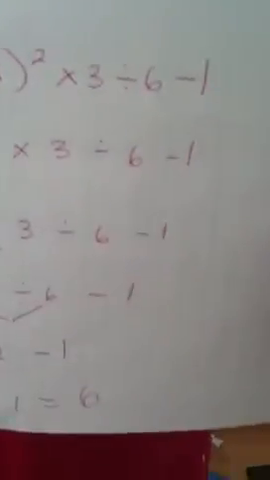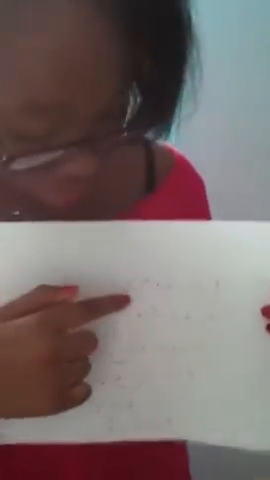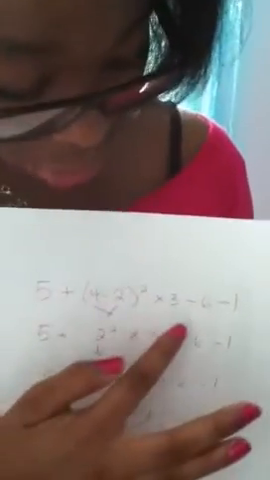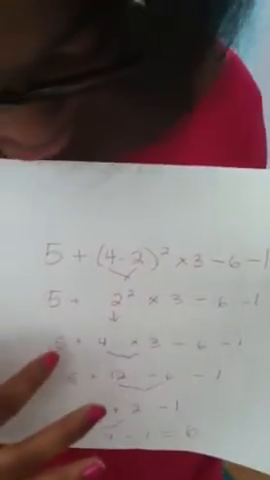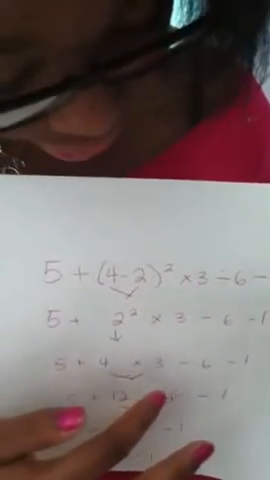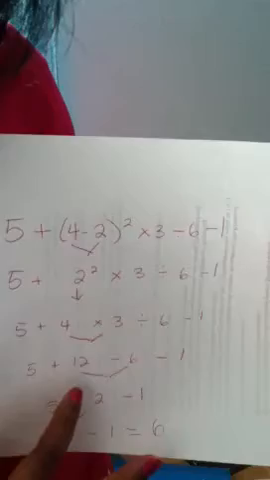Let's go over this just one more time. You have 5 plus 4 minus 2 in parentheses squared times 3 divided by 6 minus 1. You bring down the 2 squared. You have 5 plus 2 squared times 3 divided by 6 minus 1. 2 squared is 4, so you have 5 plus 4 times 3 divided by 6 minus 1. 4 times 3 is 12. So you have 5 plus 12 divided by 6 minus 1.